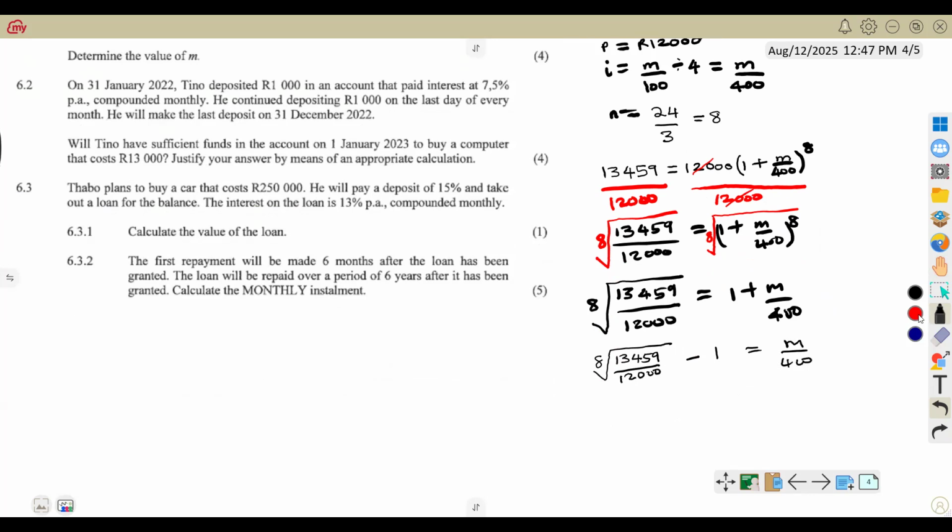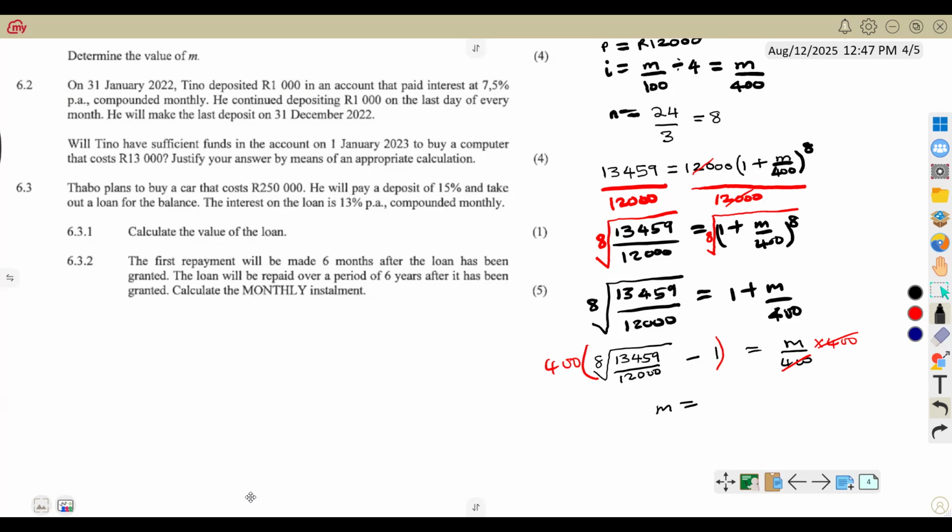Then to solve for m, you have to multiply both sides by 400. As we have brackets, we multiply that whole thing by 400. This 400 and this 400 cancel out. So eventually we are left with m being equal to, and to simplify, we need to go to the calculator.